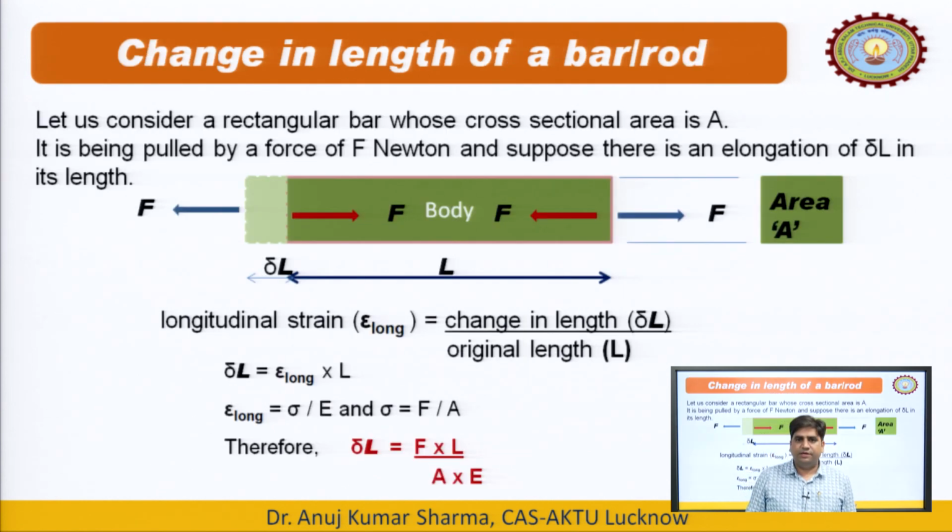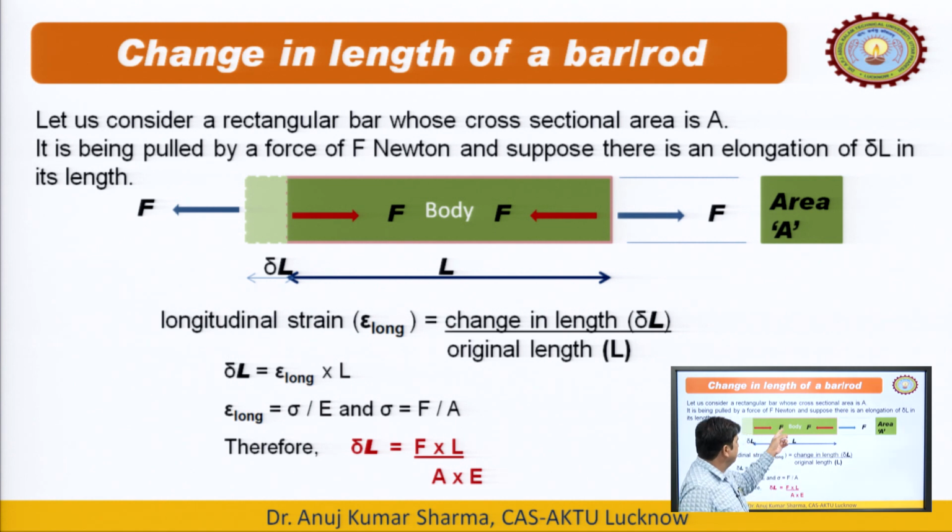Let us take a very simple example. This is a uniform cross sectional rod, a rectangular rod. Let us consider a rectangular bar whose cross sectional area is A. If we see this rod from the right side, we will see the area of this cross section is A. We are applying some force F in these two directions, and these are the stresses being induced inside the object to resist the deformation caused by the externally applied force.